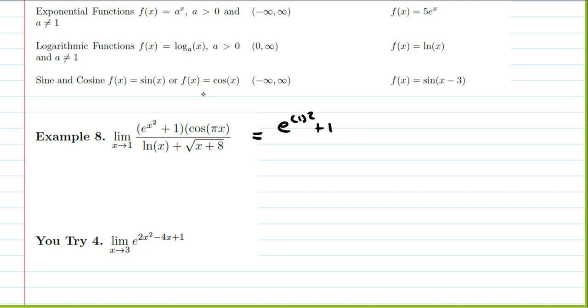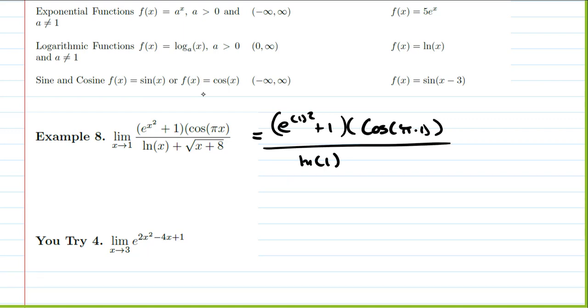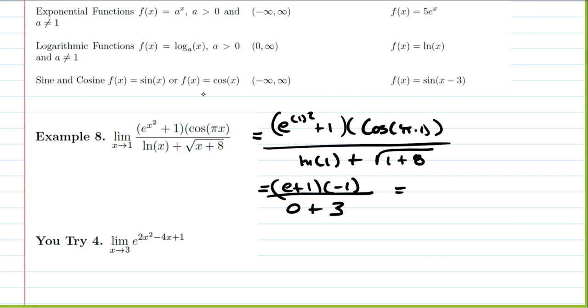e to the 1 squared plus 1 times the cosine of pi times 1, all divided by the natural logarithm of 1 plus the square root of 1 plus 8. So now we simplify. We're going to get e plus 1 times the cosine of pi, which is negative 1, so times negative 1, over the natural logarithm of 1, which is 0, plus 1 plus 8 is 9, and the square root of 9 is 3. So we get negative e plus 1 over 3.